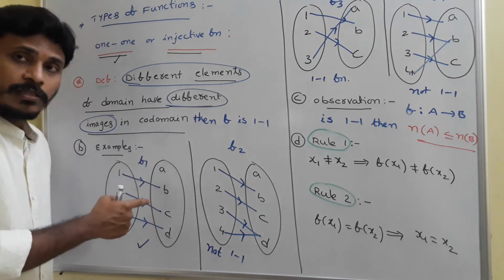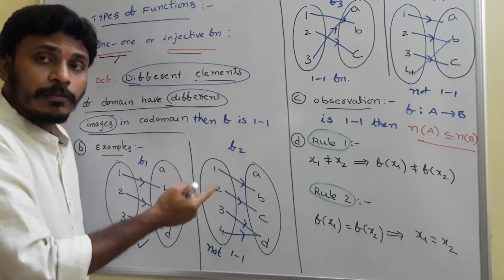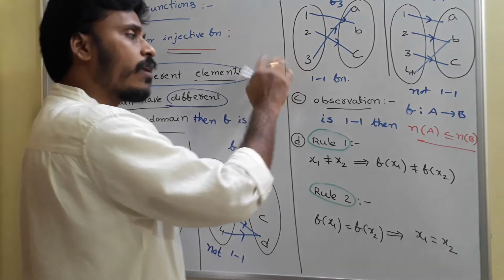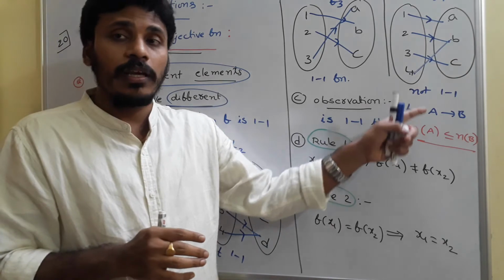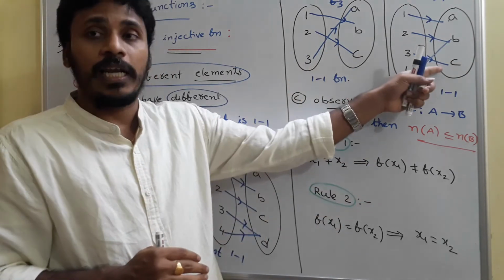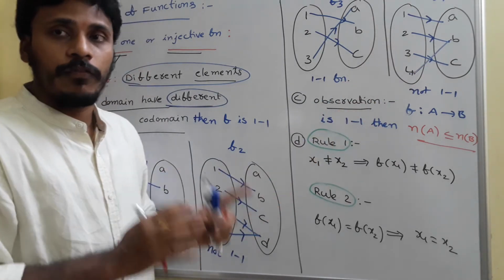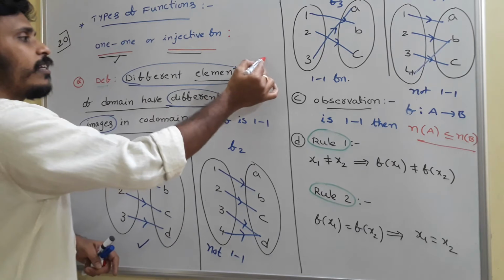When you look at this case, the number of elements is lesser. When you look at this case, the number of elements in both the sets is equal, and in this case they are equal. Whereas in the fourth case, the number of elements in the first set is more than the number of elements in the second set, and that's why here we don't have any chance to make a 1-1 function. Basically this is the definition.